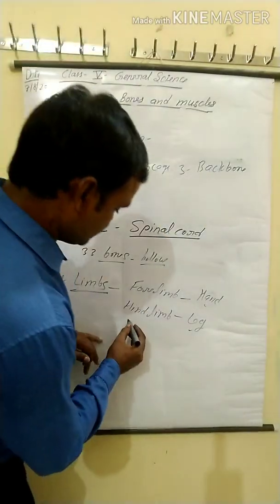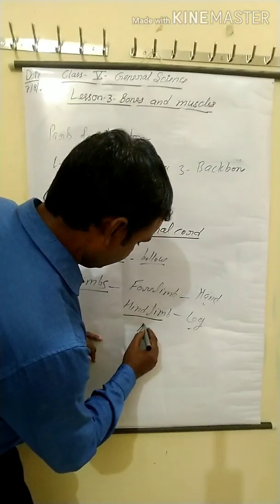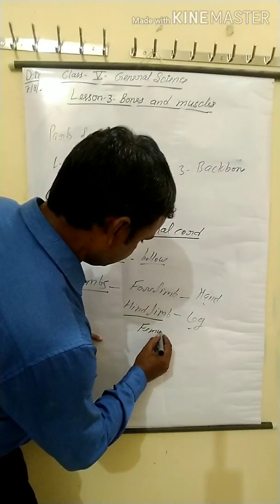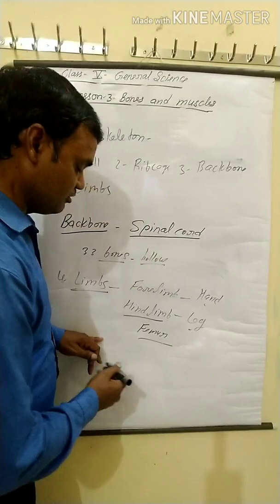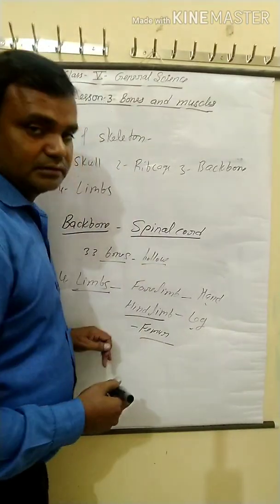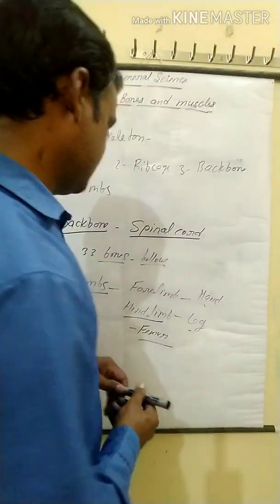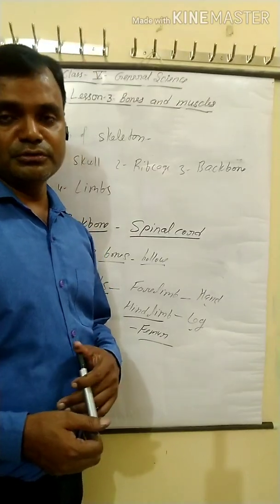And in the hind limbs, the longest bone is found. This longest bone is called the femur, the thigh bone. The femur is the longest bone of the human body.